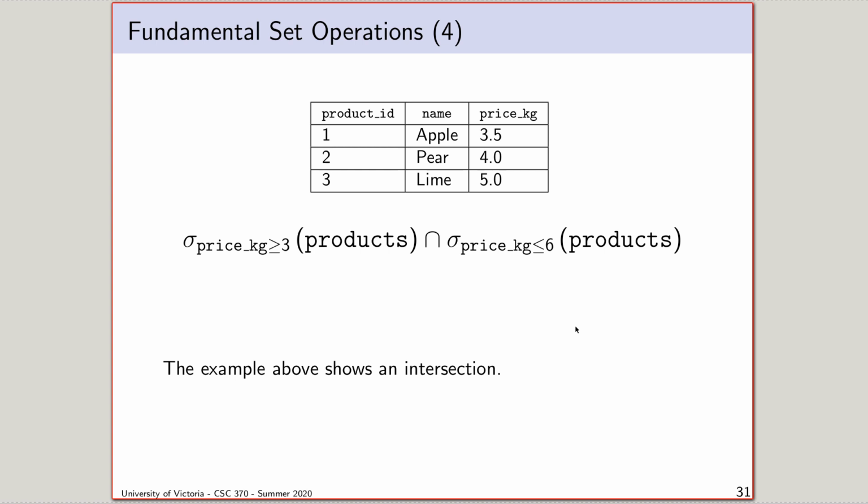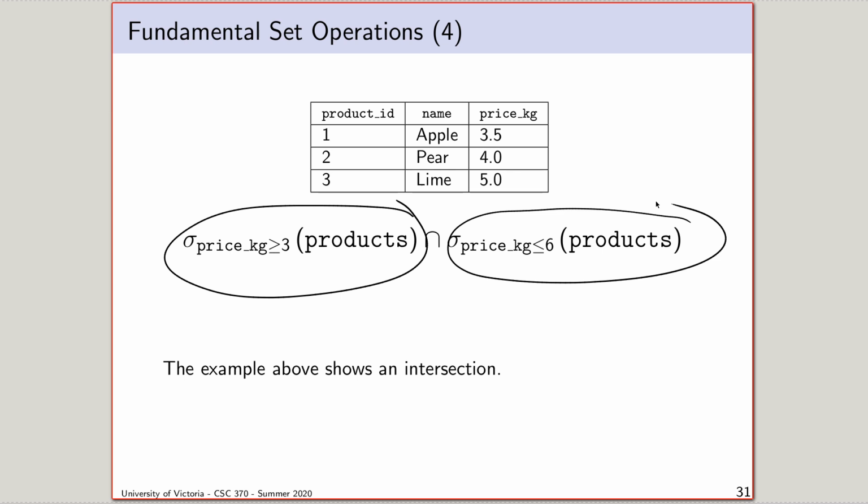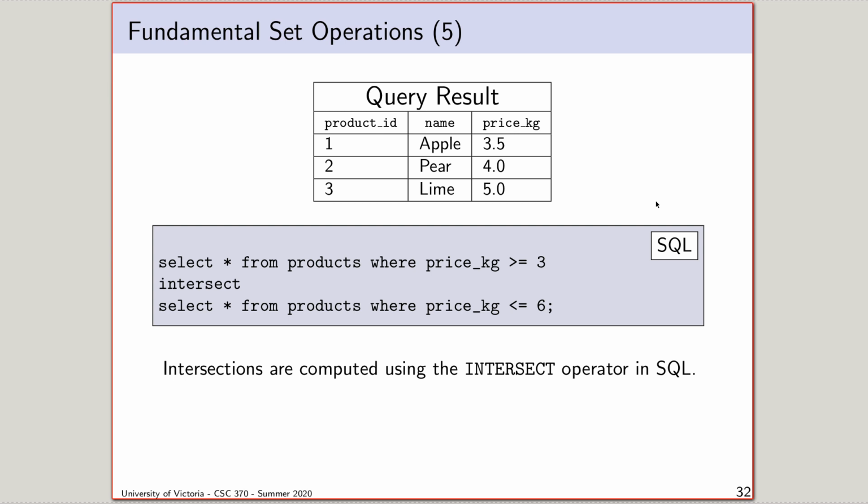Here's an intersection. Give me all products whose price is greater than or equal to 3, and all products whose price is less than or equal to 6. Now give me everything in both of those sets, everything in the intersection of those things. And again, duplicates, of course, have to be eliminated because I'm doing a set operation. In SQL, we use the word intersect for this as opposed to intersection. So be careful. If you get a syntax error, it's because you probably wrote intersection.